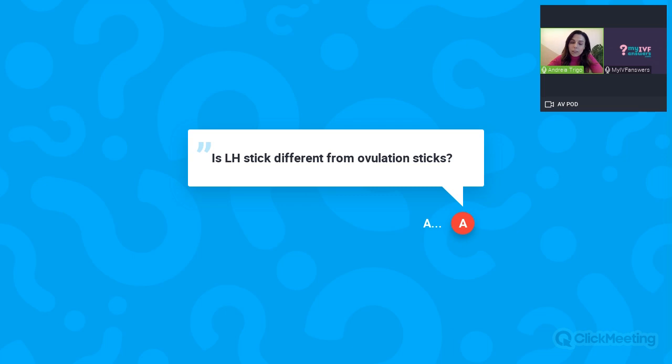And some women, particularly with PCOS, end up having higher LH levels as well. So they might have false positives saying that ovulation has happened when it hasn't happened. So if you are looking for a method to identify your LH, I would say that a method that tells you your exact value of LH, called a quantitative ovulation test, is better than just an ovulation stick that gives you a positive or negative sign whether you're ovulating or not.